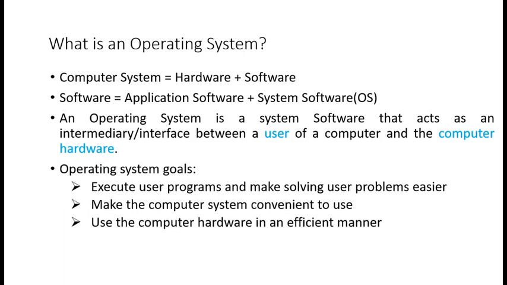Now operating system goals. What is the goal of the operating system? Goal means the objective. What is the operating system actually used for? First, it executes the user programs and makes solving the user problems easier. Whatever program the user gives will be executed by the operating system. Secondly, any problem, suppose the user is facing a problem with security, will be resolved by the operating system. Suppose the user is facing a problem with processing, ending or starting a task, anything can be solved by the operating system.